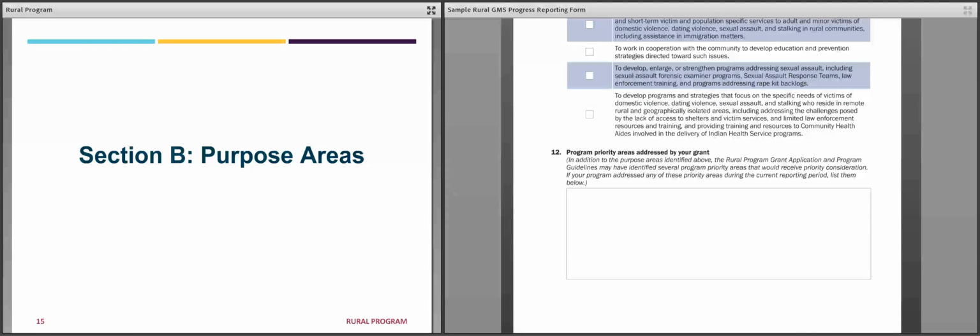In question 12, program priority areas, you indicate program priority areas addressed by your rural program grant. Priority areas is in reference to a specific item that OVW would have indicated in the solicitation under which you applied. Some years they include priorities, and some years they do not. This is not what you may consider your program priorities in terms of serving victims or survivors. If you are unclear about what your program priority areas are, refer back to the solicitation under which you applied and/or your grant proposal.